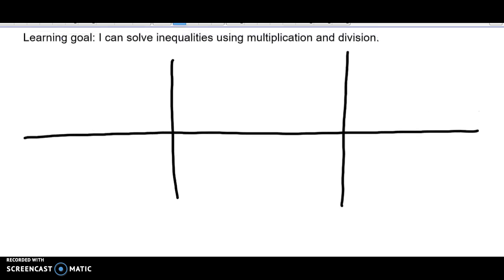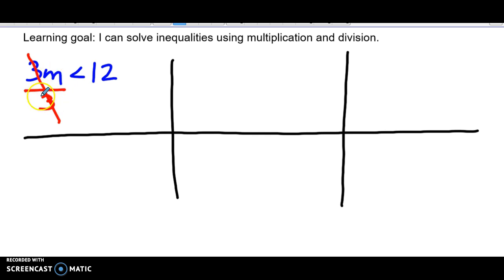So let's first look at 3m is less than 12. Remember, we're using the same process to solve inequalities as we used to solve equations. So if I want to get m by itself, I have to get rid of the 3. Since 3 is being multiplied by m, I'm going to undo that multiplication by using the inverse operation. I'm going to divide by 3. And I do that so that those 3's cancel and I'm left only with m.